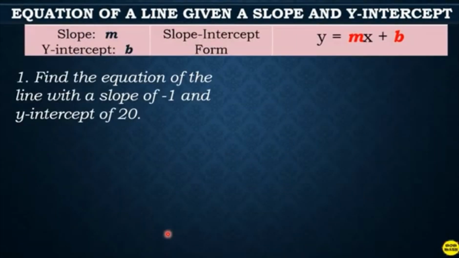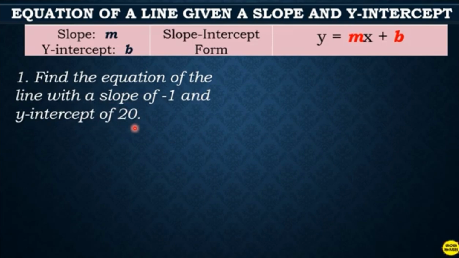Okay, let's have this one. Find the equation of the line with a slope of negative 1 and y-intercept of 20. So, minsan po, ang binibigay sa atin ay hindi kaagad yung m at yung b. So, kung ang m at b ang binigay sa atin, that's easy, diba? Now, what if ang binigay sa atin is naka-statement form? So, kagaya nito. Find the equation of the line with a slope of negative 1 and y-intercept of 20.